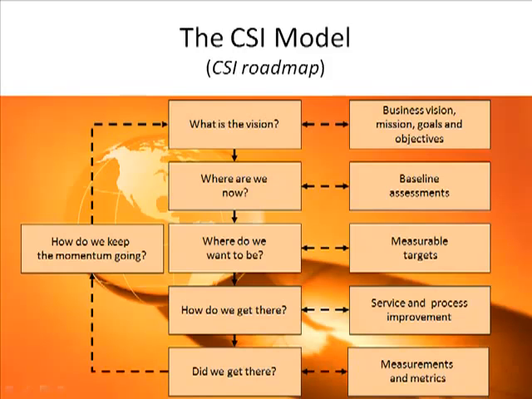We're moving through a whole bunch of steps, from what is the vision, to where are we now, to where do we want to be, how do we get there, did we get there, and also how do we keep the momentum going. We'll be looking at all these steps in more detail. But overall, this is known as the CSI model or the CSI roadmap.